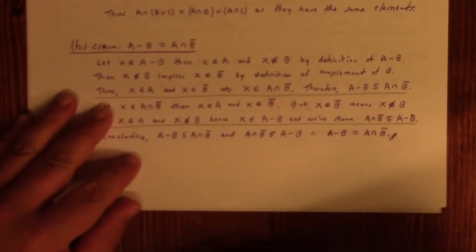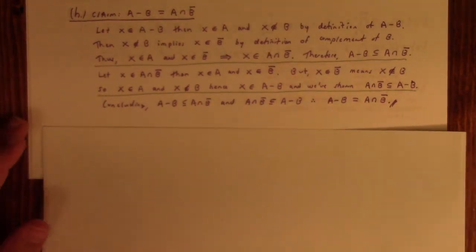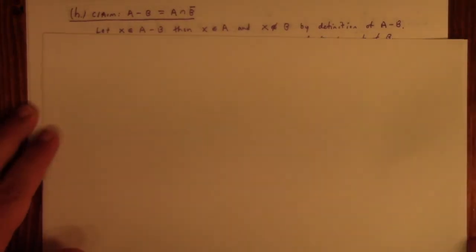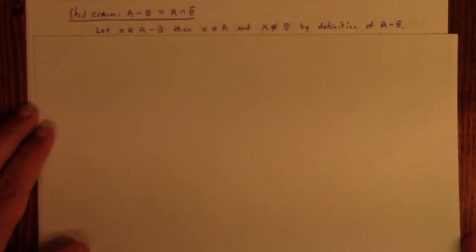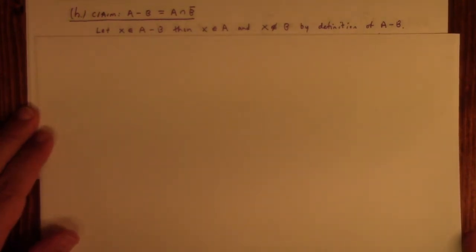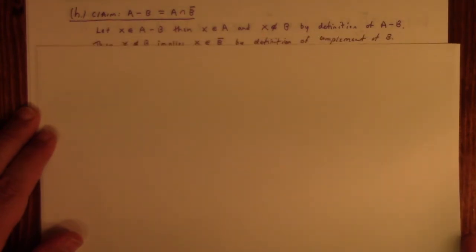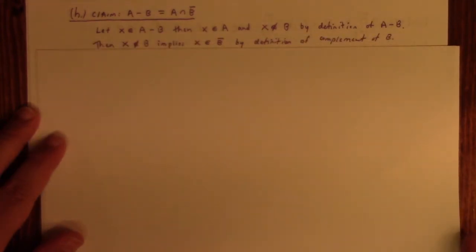Another proof of part H, and this one I'll do by double containment. The difference of A by B is the intersection of A with B complement. So here we go. X is an element of A minus B. Then X is an element of A, and X is not an element of B by definition of A minus B, right? But then X not an element of B implies that X is an element of the complement of B by the definition of complement.